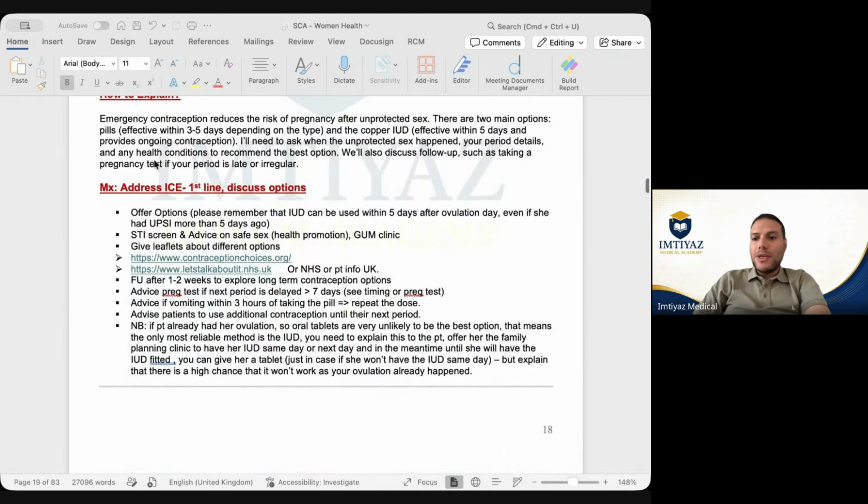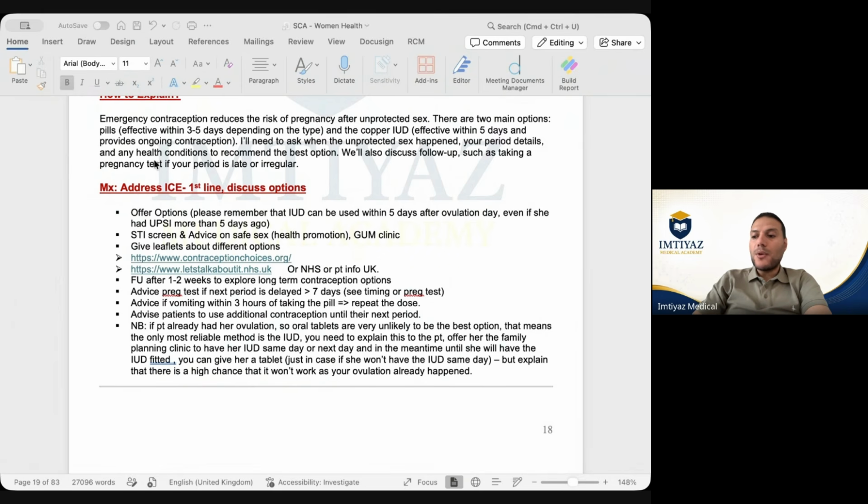So as I told you, for emergency contraception, make sure she's aware it reduces the risk, but it doesn't fully eliminate the chance of being pregnant. So we have three options here. Very important to be aware of the following. The hormonal option, which is levonorgestrel or ELA1, works by inhibition of ovulation. It suppresses ovulation. What does that mean? That means if your patient already had her ovulation, it is less likely to work. In that case, the only option available is IUD.